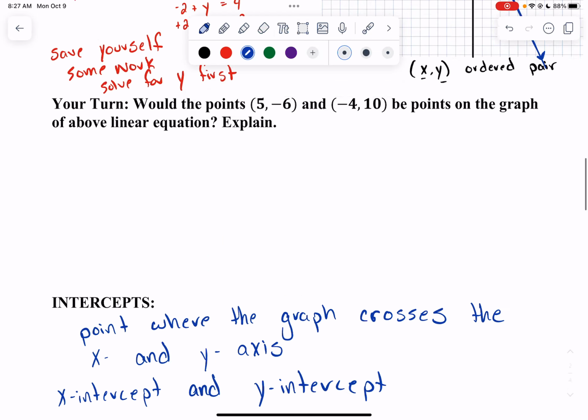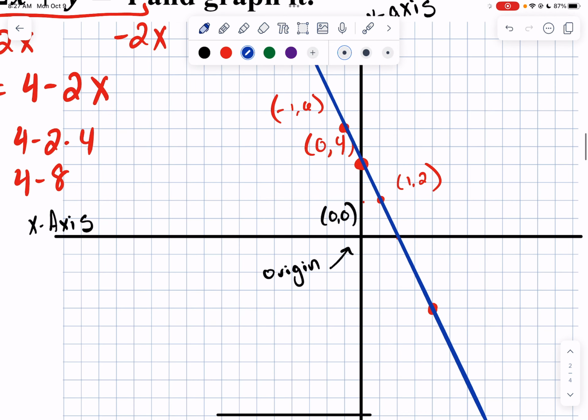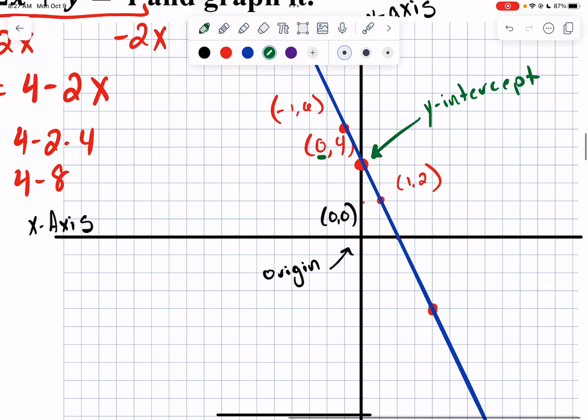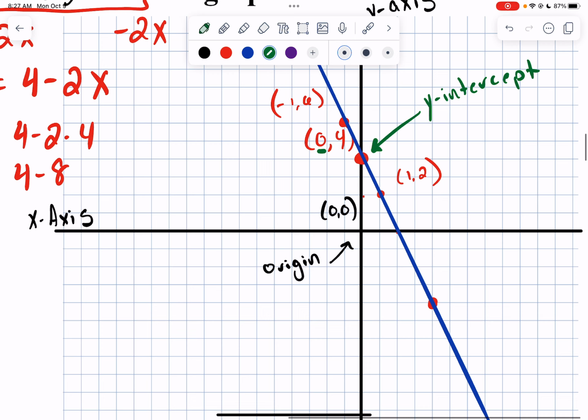Okay, so if we look at this graph that we just did, we actually found, here at this point (0, 4), the y-intercept. The y-intercept is the point (0, 4). And I want you to notice the x-coordinate of that point is 0. And we didn't actually find the x-intercept, but it's right there.